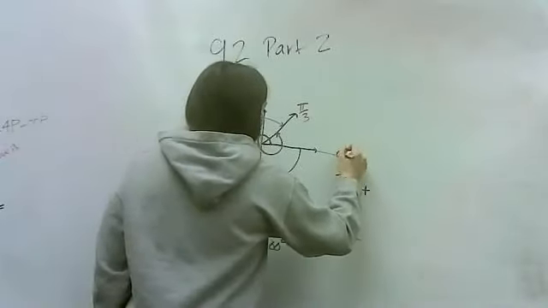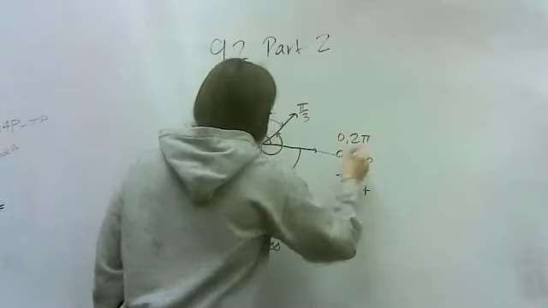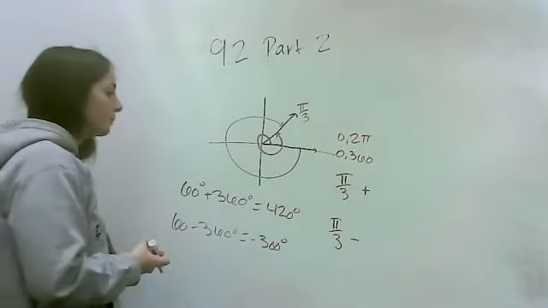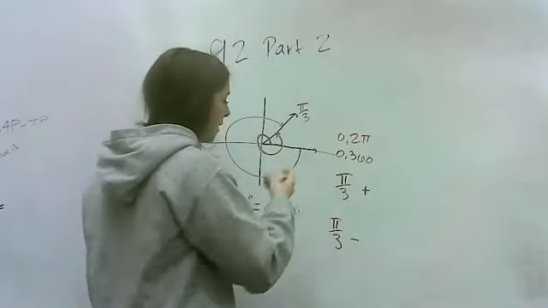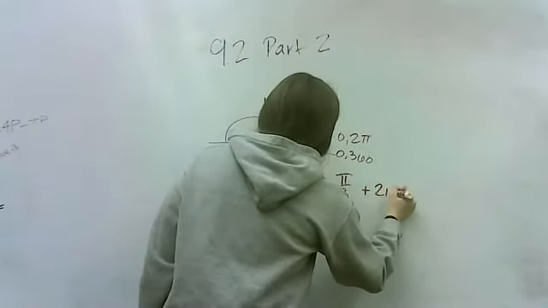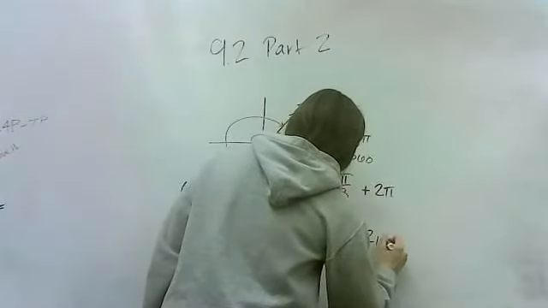So we know that this is 0 to 360. We also know it's 0 to 2 pi. 2 pi and 360 are the equivalent measures here. So we will be taking pi over 3, and we will be adding it to 2 pi. We will be taking pi over 3, and we will be subtracting 2 pi.